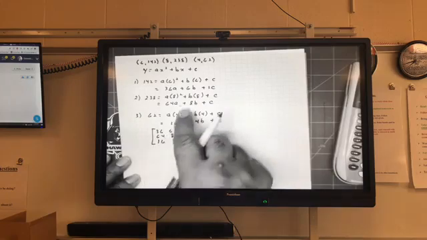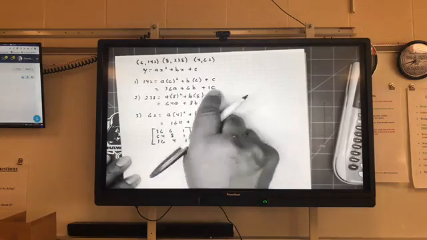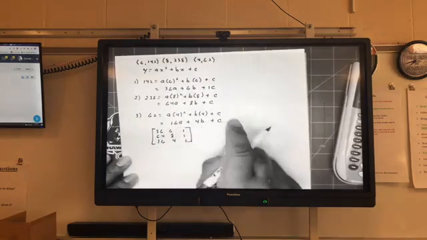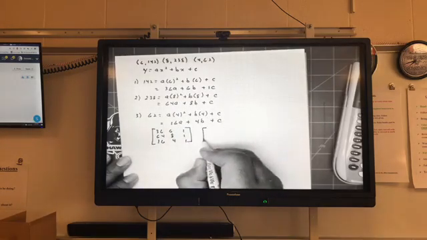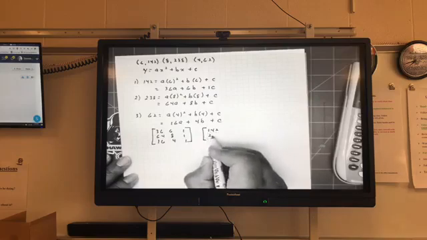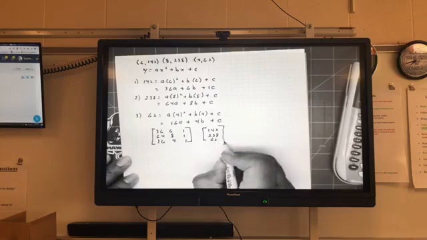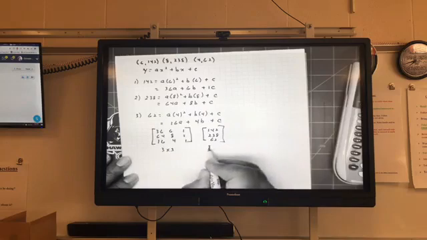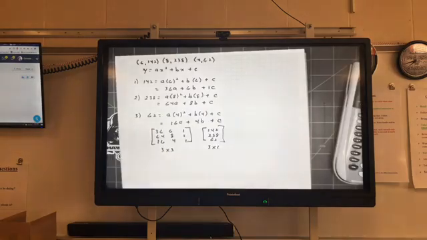Now let's double check our numbers. 36, 6, and 1, 64, 8, and 1, 16, 4, and 1. And our Y matrix is going to be 142, 238, and 62. This is a 3 by 3. This is a 3 by 1. So we can multiply those.